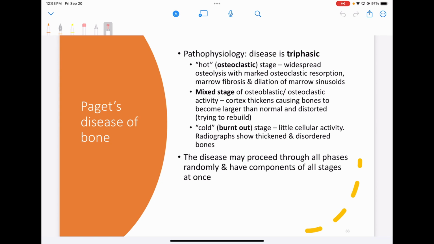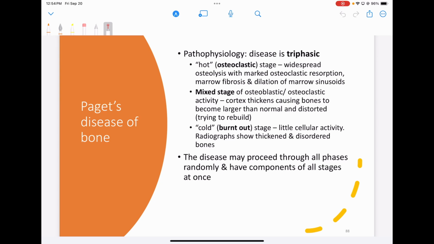The first one is called a hot phase. This is the osteoclastic stage. So osteoclasts, so what's going to happen to the bone? Breakdown. So we're breaking down the bone. Then we have a mixed stage of osteoblast and osteoclast activity. What's going to happen? The cortex thickens, causing bones to become larger than normal and distorted. So that is the mixed stage.